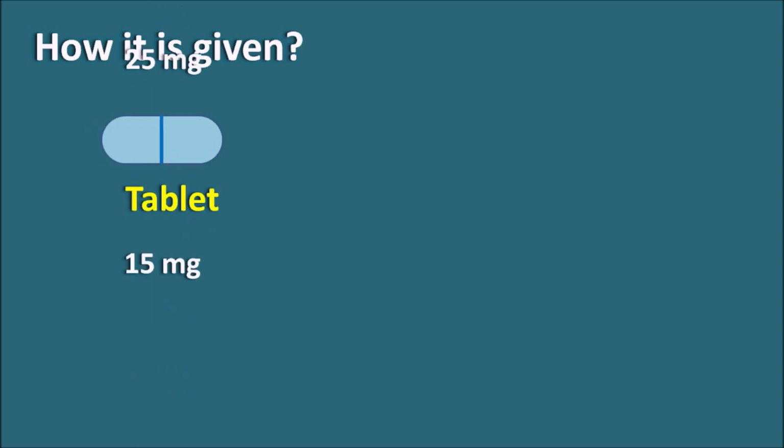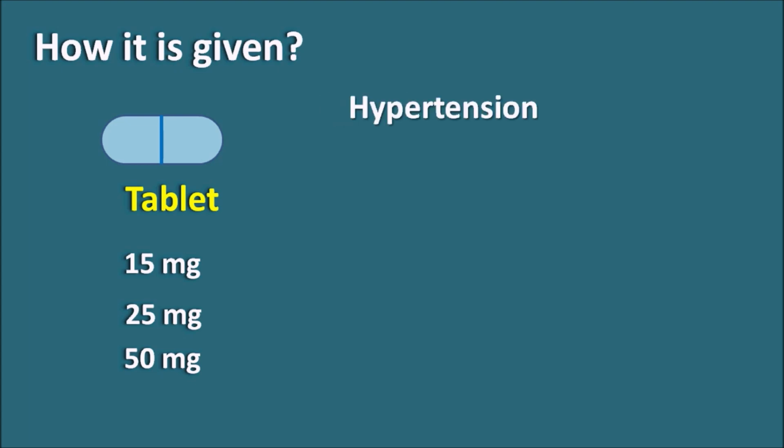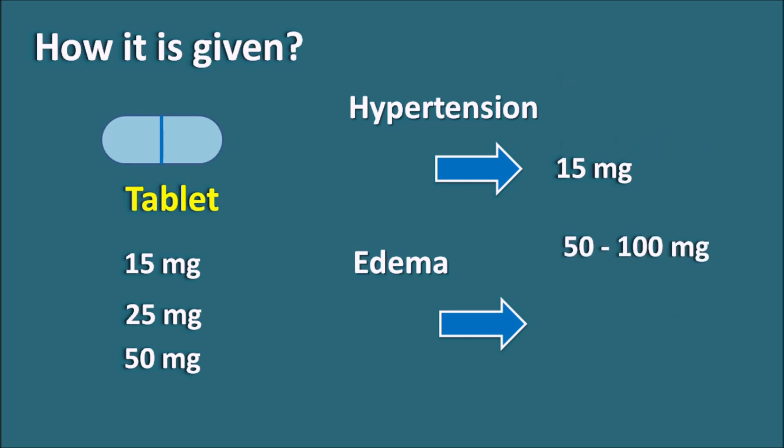How is it given? Chlorthalidone is given as a tablet, and it is available in different strengths like 15 mg, 25 mg, and 50 mg. So this drug is used for two conditions. First, it can be used for the treatment of hypertension. Particularly, it can be given alone or in combination with other antihypertensive agents. For hypertension, the dose initially starts at 15 mg, which may be elevated up to 25 mg. Similarly, for edema, the dose may vary from 50 mg to 100 mg per day.